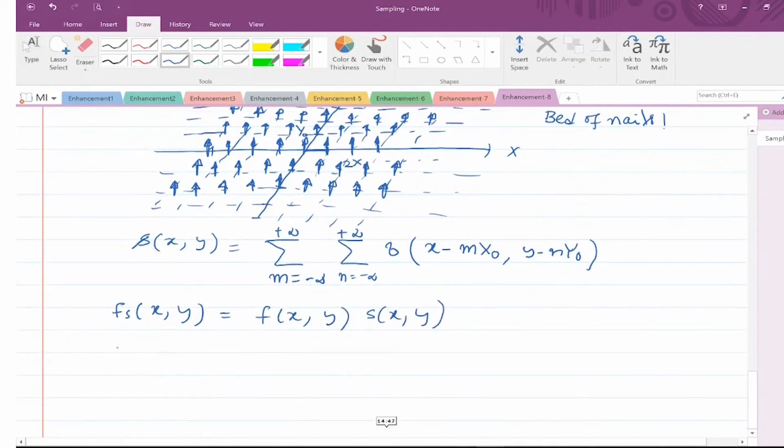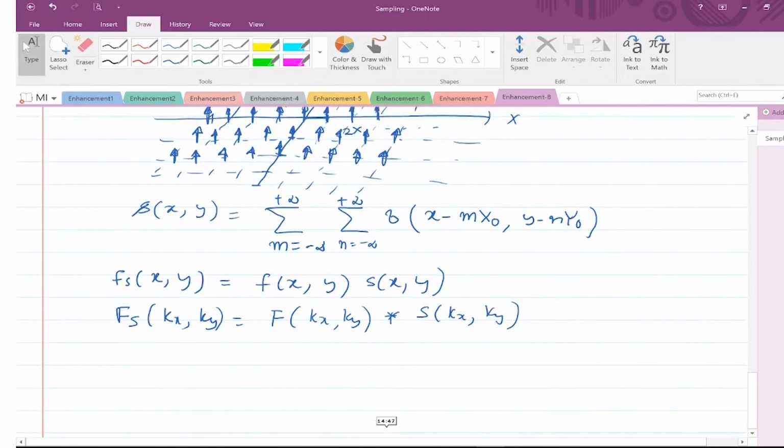Similar to what we did earlier, here also in the Fourier spectrum, F_s of kx comma ky would be equal to capital F of kx comma ky convolved with capital S of kx comma ky, since multiplication in the spatial domain is equivalent to convolution in the frequency domain. So you need the Fourier transform of this 2D impulse train, right? What would that be?